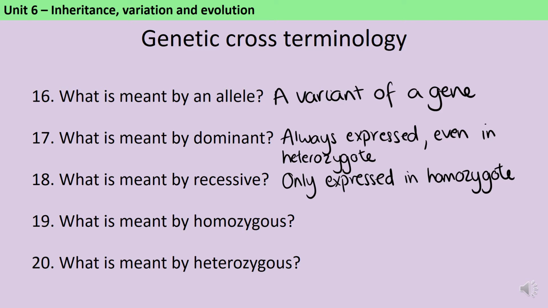Homozygous means that there are 2 matching alleles of the same type. It's possible to be homozygous dominant or homozygous recessive. Heterozygous means that the 2 copies of an allele are not the same as one another.